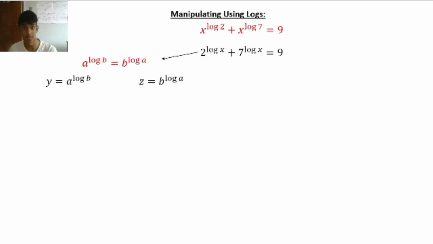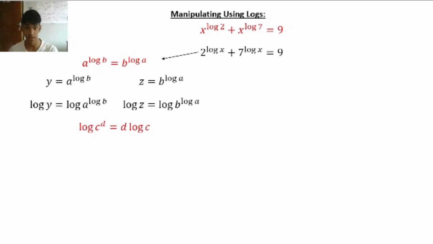What we're going to do is set y as a to the power of log b and z as b to the power of log a. And now we're going to log both sides. So we take log y is equal to log of a to the power of log b, and log z as log of b to the power of log a.